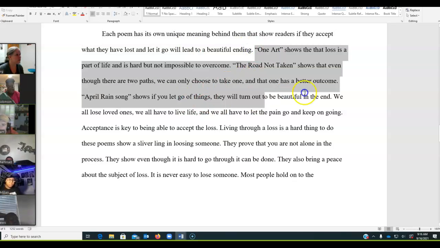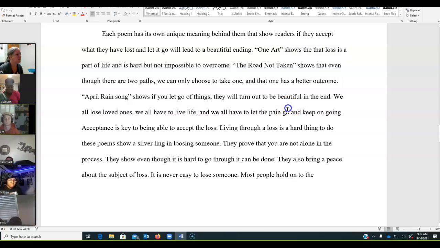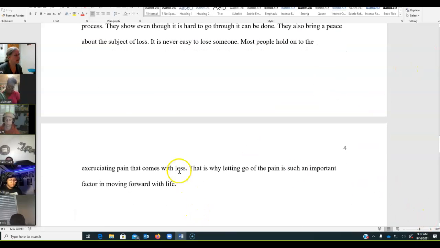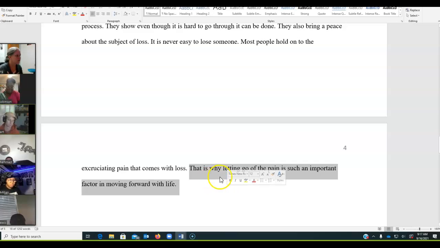Then again, they go through them one at a time, and here you can kind of see the formula a little more deliberately. You can see them going over One Art and Road Not Taken and April Rain Song. And then they're talking more generally about what they themselves learned from reading the poems. And then they end by reaching out to their reader and giving your reader some advice. That's why letting go of the pain is such an important factor in moving on with life. They're kind of reaching out for what they want their reader to do, which is to let go of the pain. Okay? So if you were in my 101 class, you probably recognize some of these jobs.